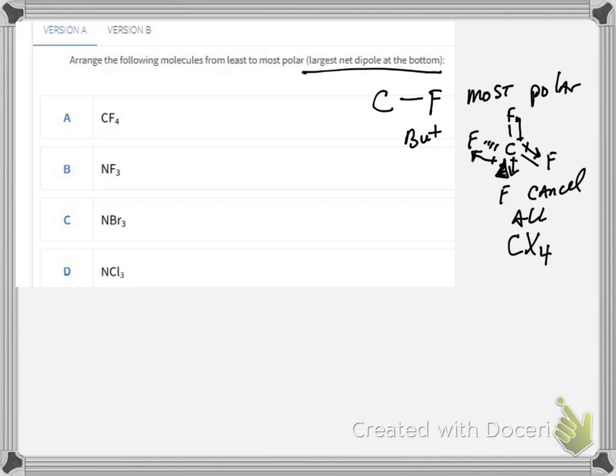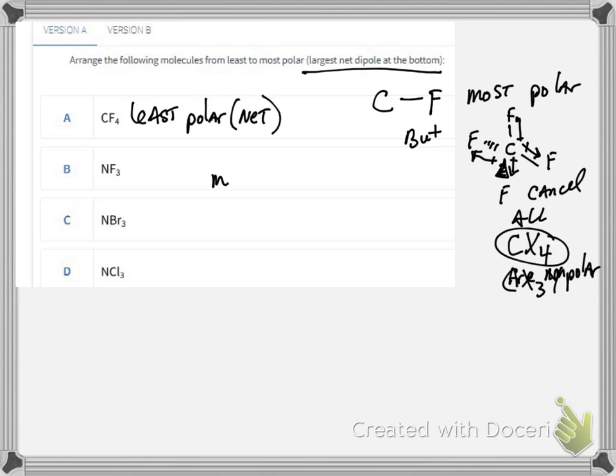Something that would be polar would be CX3Y. Now they're not the same. But if they're all the same, CX4, then you expect all four to cancel in that tetrahedron environment. Okay, so all are nonpolar. CX4. Okay, so least polar here.